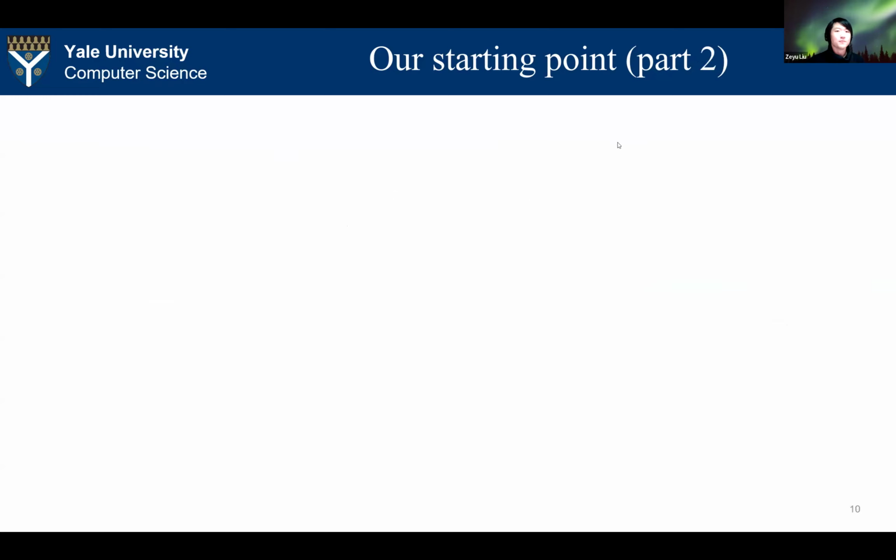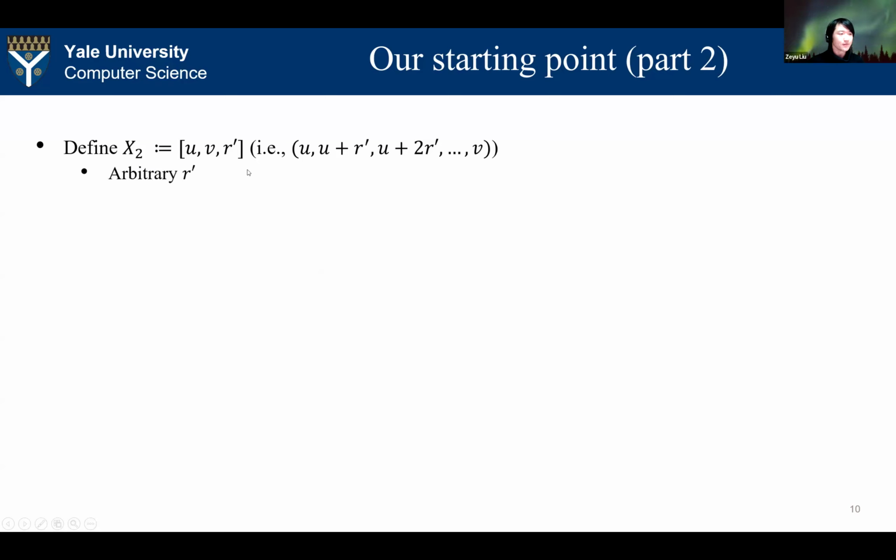Okay, so this is our starting point. And with this in mind, we can do something more complicated. So let's now define the X to be less structured. Of course, it's still structured. Now it starts with the point U and ends with point V with some step size R prime. That's not the same as the R, which is the modular switching error we just mentioned, and this R prime can be arbitrary. The only requirement we have is that the size of this X2 is at most the same as the size of X1 we just mentioned in our previous slide.